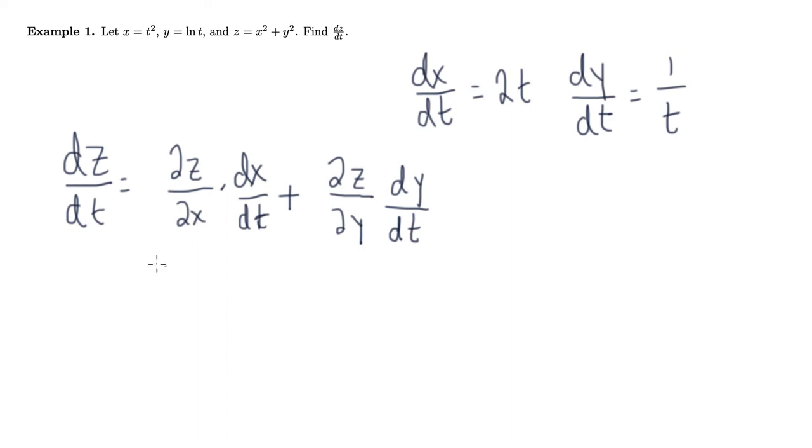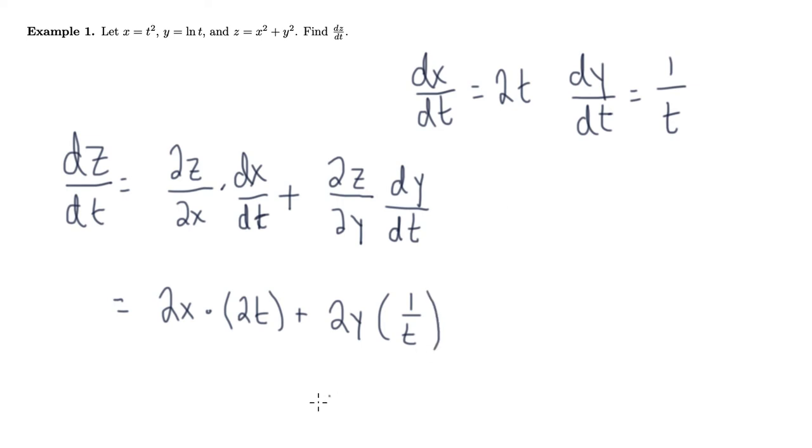Okay, so what is partial z, partial x? Well, that's just going to be 2x. And then dx/dt is 2t. And then partial z, partial y is 2y times 1 over t.